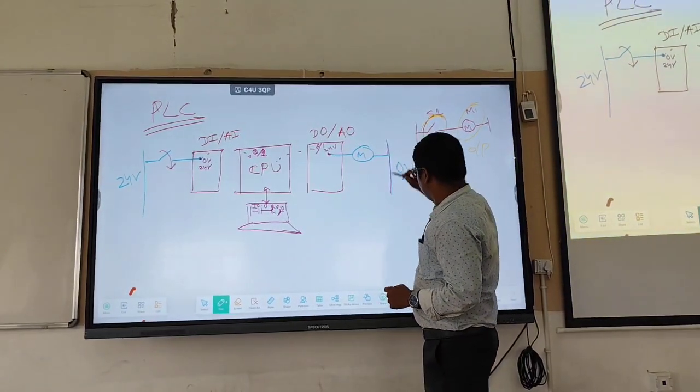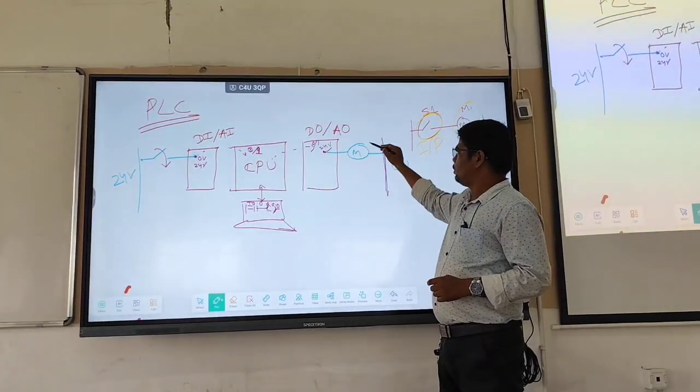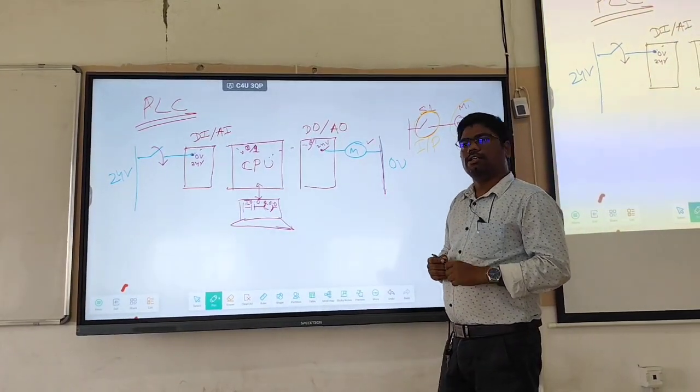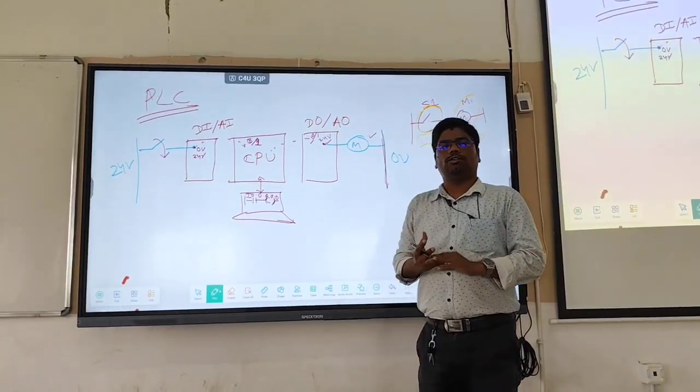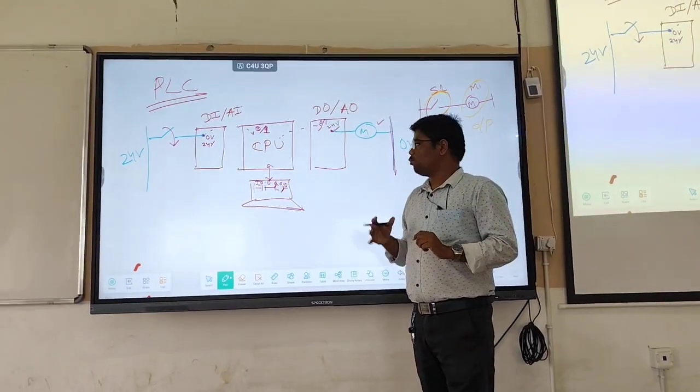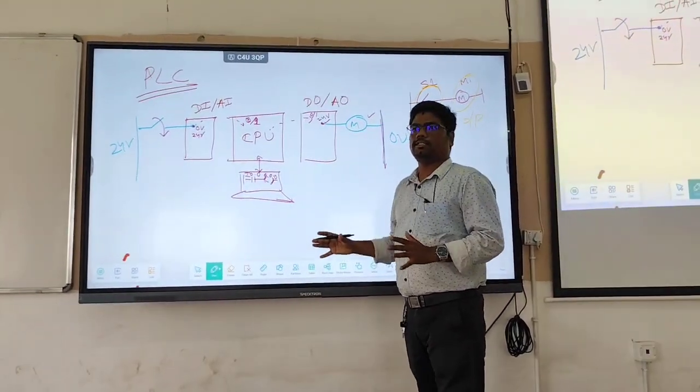Now this side is already connected to 0 volt. So whenever it gets the 24 volt, this output will be 1. So this is how the PLC works, or any controller, or microcontroller or anything. Those things work in this process. This is the basic architecture of a controller.